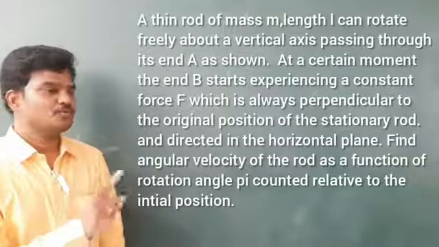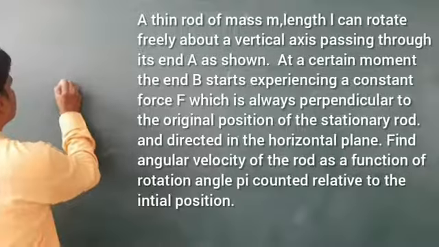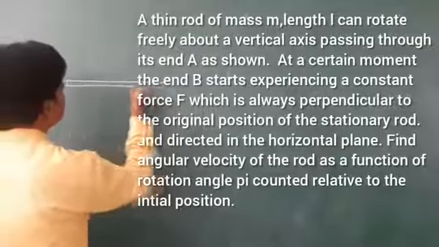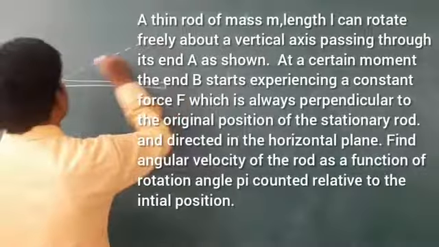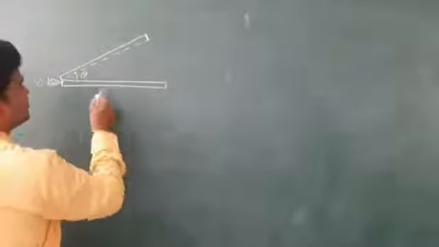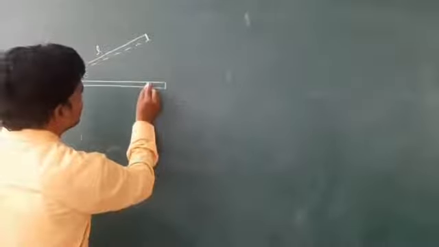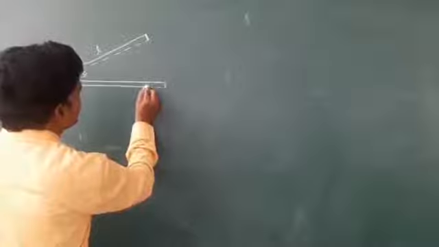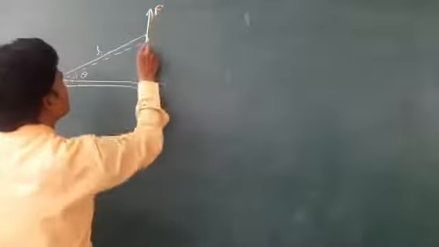In the previous problem, the force is applied at the starting position only, but here somewhere later. The given diagram looks like this. See, this is the initial direction, meaning horizontal. The rod is horizontal, and it makes some angle theta. If theta is 0, it is horizontal, and L is the length. Later on, the force is acting perpendicular to the initial position of the rod. So the force is acting like this.